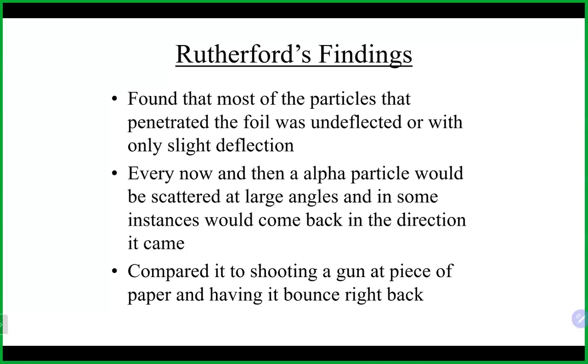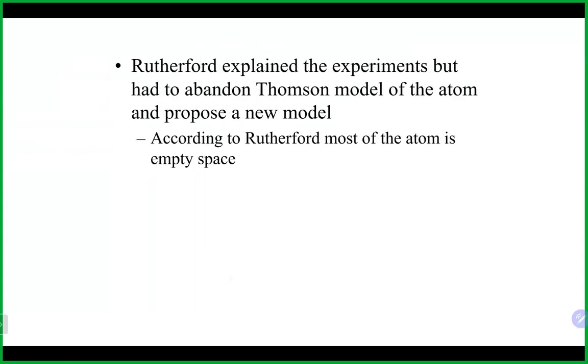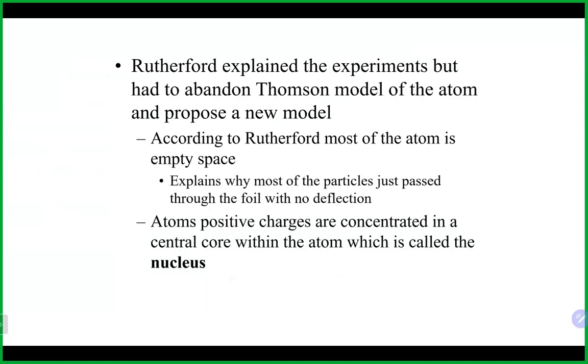So he said, you know, it's kind of like if you shot a gun at a piece of paper and the bullet just came back to you. That was very not what they were expecting to happen. So as I mentioned before, what he essentially needed to do was throw out Thomson's model and really come up with a new model of the atom. And the new model of the atom is really the current model of the atom.